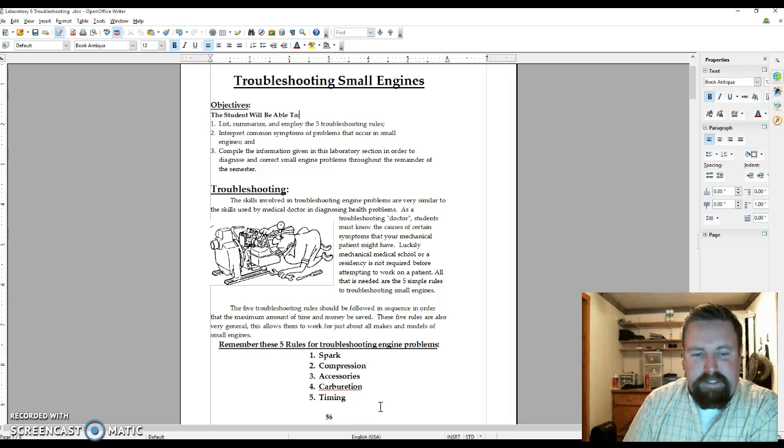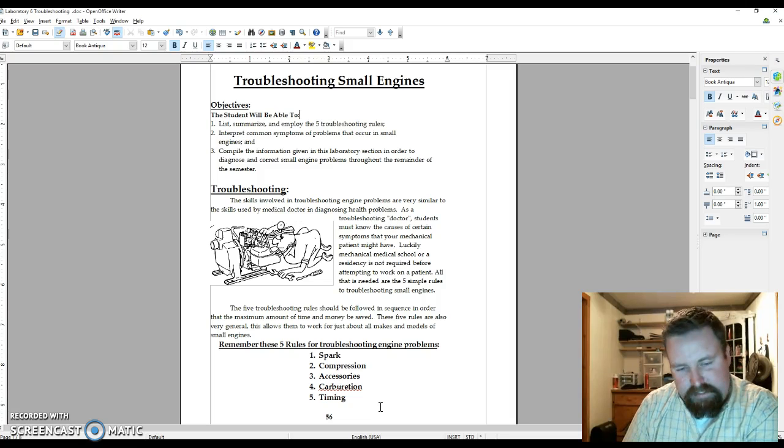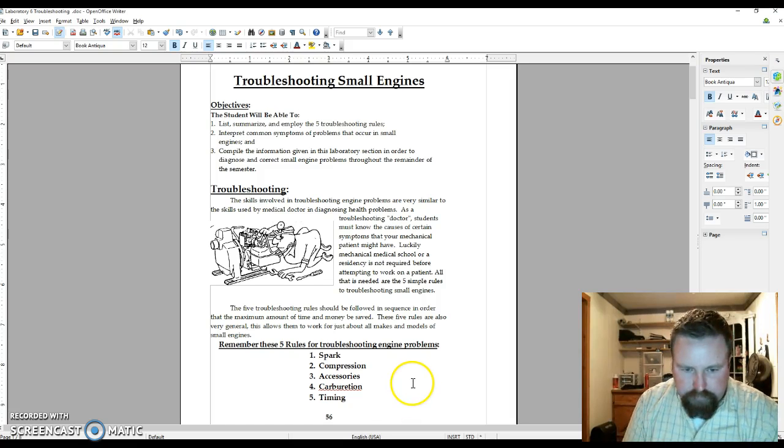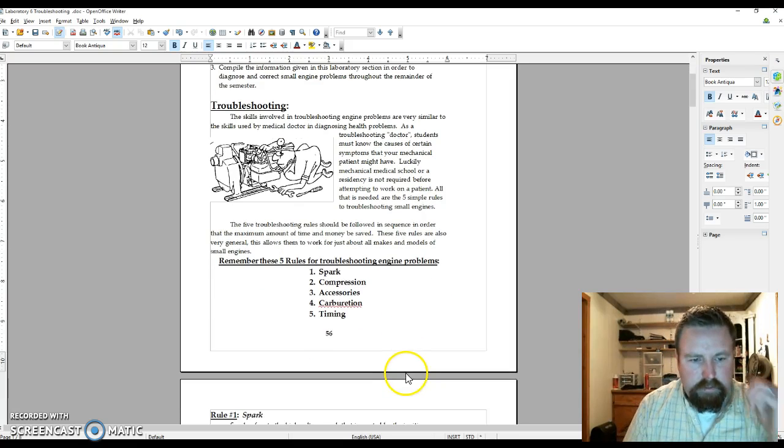But one of the things I want to talk to you a little bit about is how do you remember that? Seems like a lot to remember. Something silly that I came up with is that small children always carry teddy bears. Small children always carry teddy bears. Something simple, silly to kind of help you remember it. The SCACT: spark, compression, accessories, carburation, and timing. So let's move on here. Let's take a look at the first system.